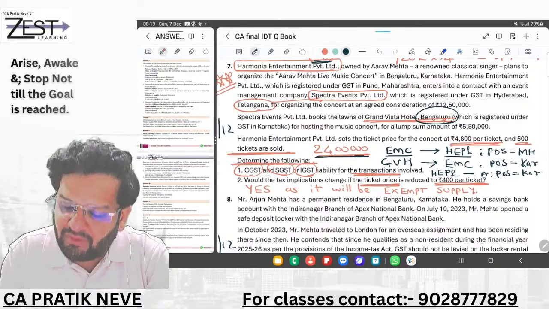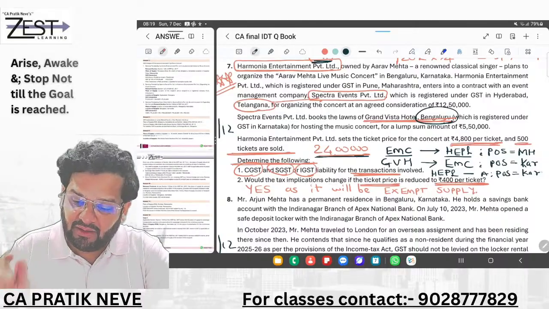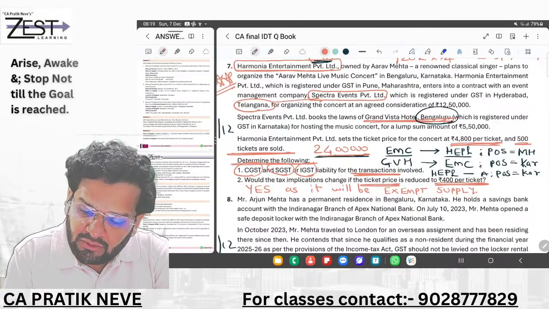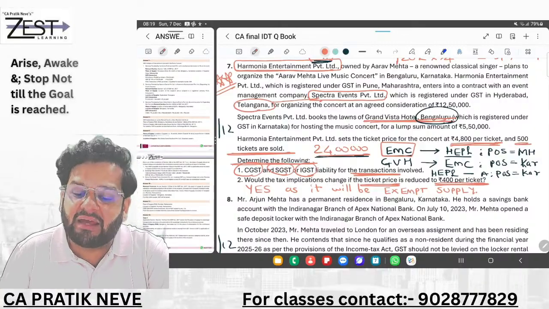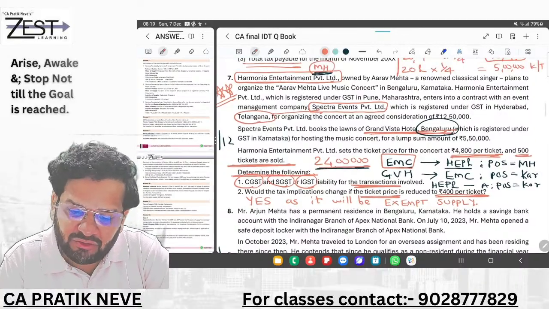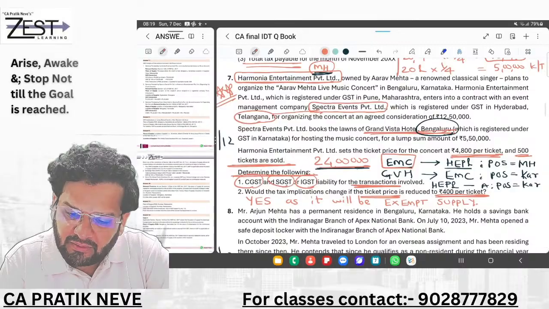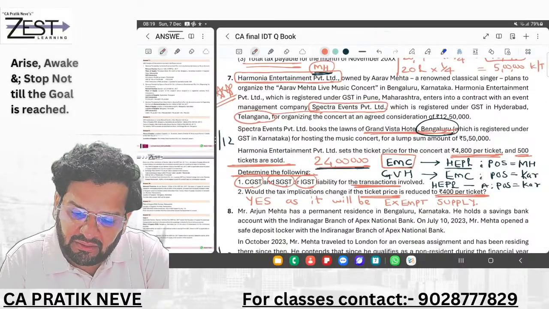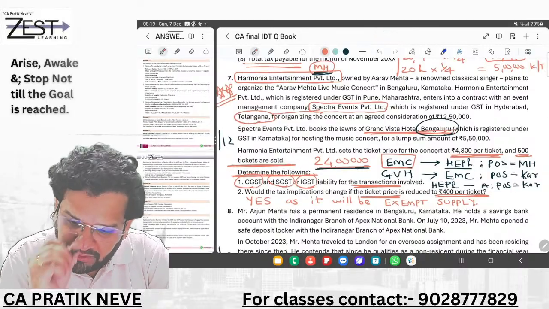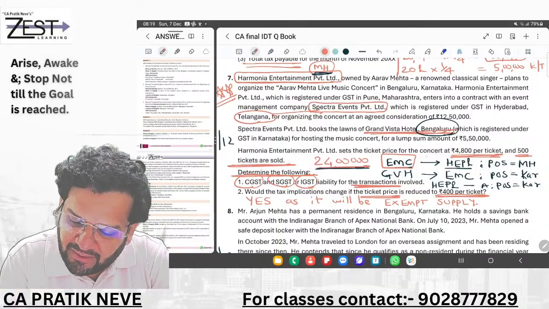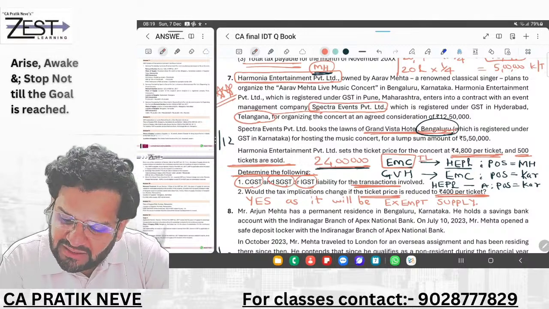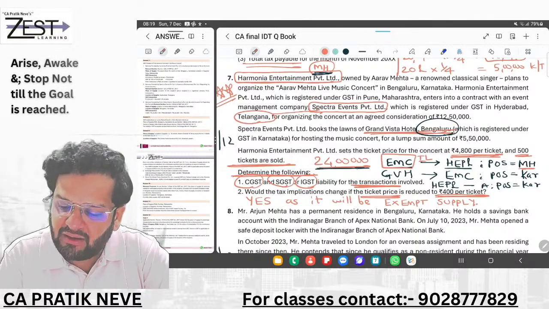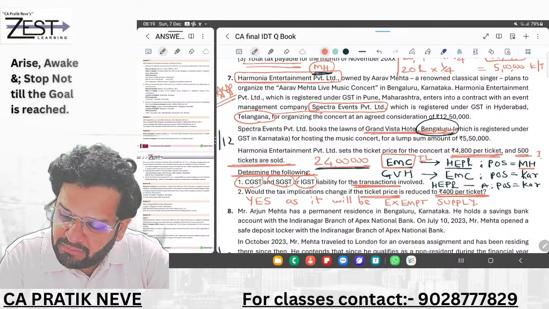So I hope you have identified the place of supply. Now in the first case, the event management company is the supplier. The supplier is in Telangana. Event management company Spectra Events Private Limited is in Telangana. So location of supplier is Telangana, place of supply is Maharashtra. There will be IGST.